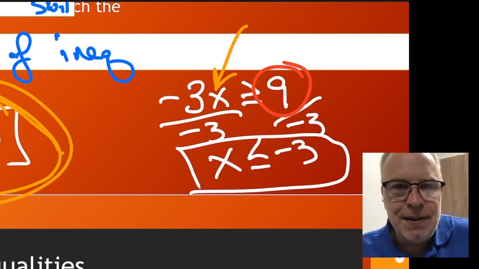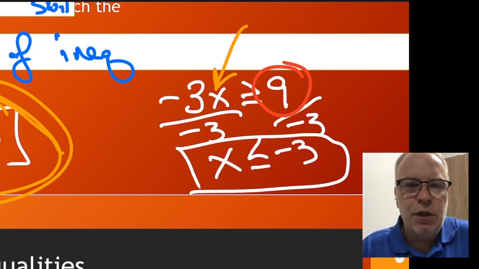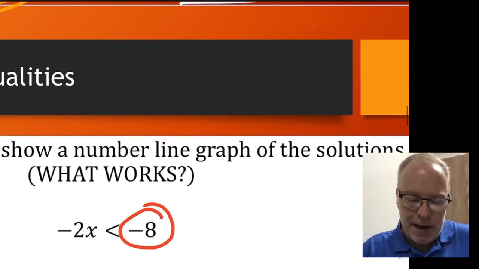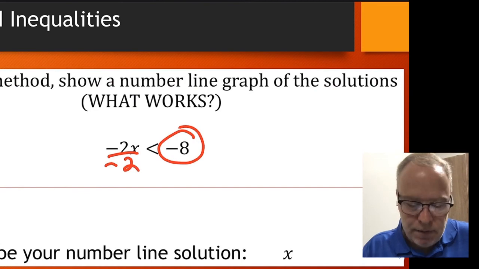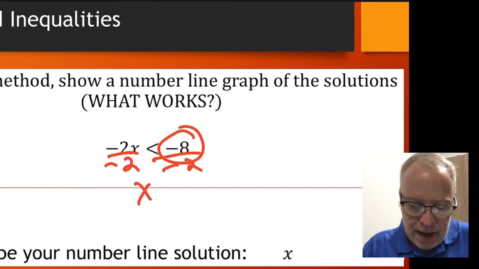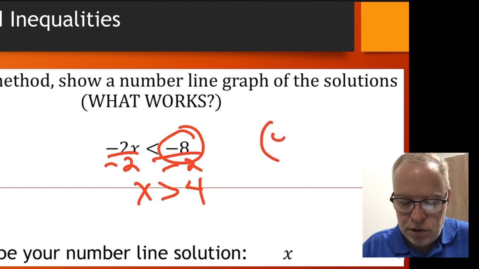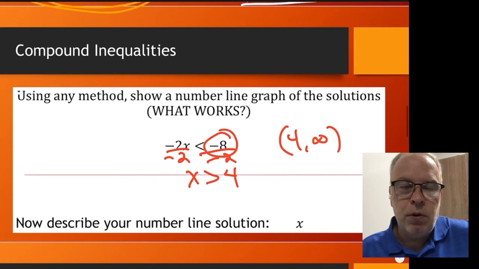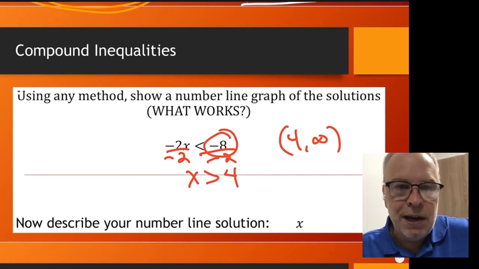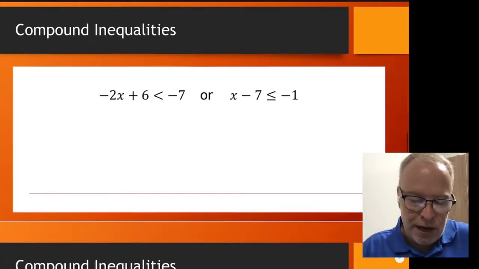This was a positive, and I still switched it because the 3 was negative, and I divided by -3. So in this particular problem, I'm going to divide by -2. So x, I got to flip that around and I get +4. So the answer is 4 and above. I wrote it both as an inequality and then interval notation, which I need you to understand.